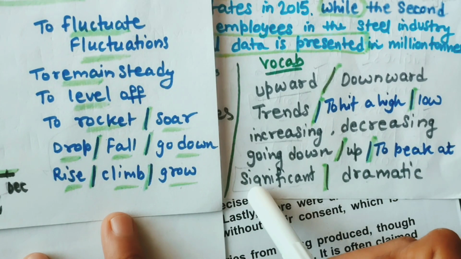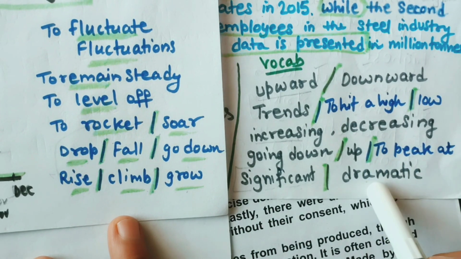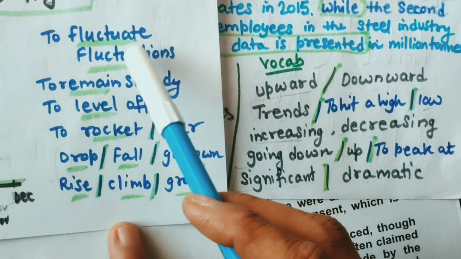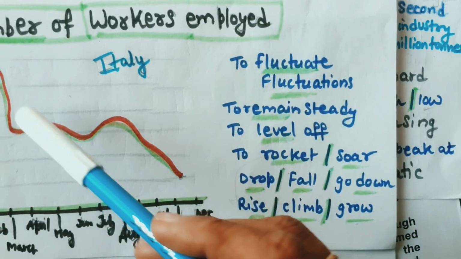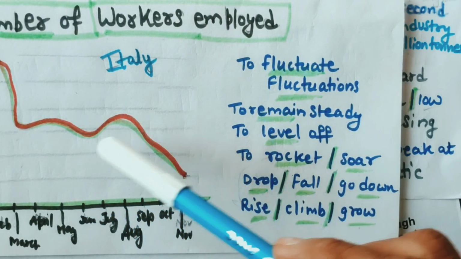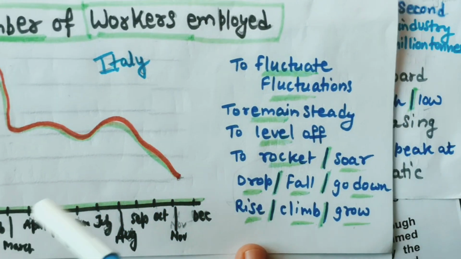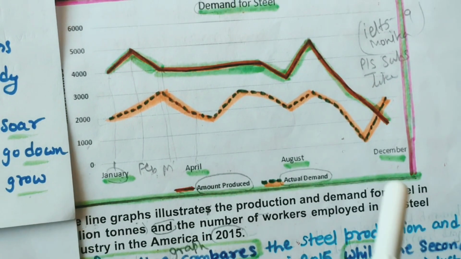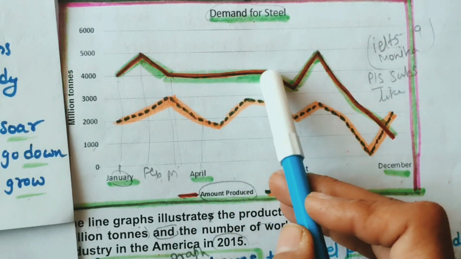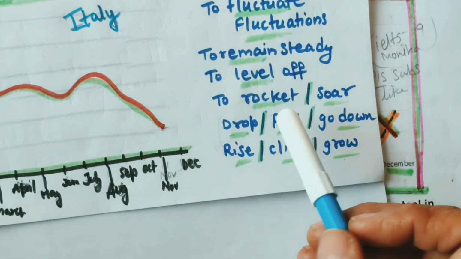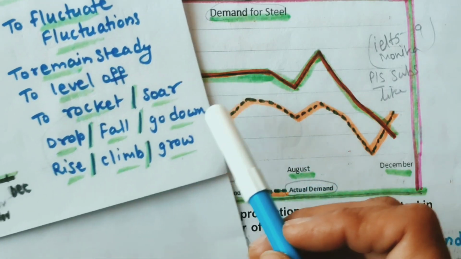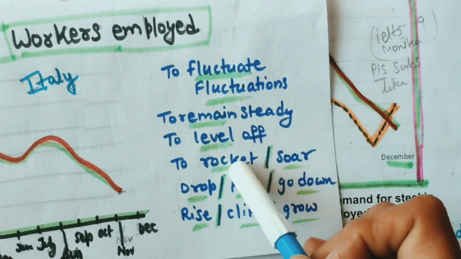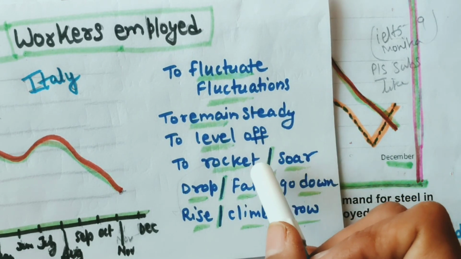So use some adjectives also: significant or significantly, dramatic or dramatically. These kinds of words you should use. And here, to fluctuate or fluctuations. What are fluctuations? These are fluctuations when going up and down, going up and down. To remain steady, I will show it to you. This is a steady, stable kind of diagram. Level off, again the same thing. Rocket means going up, soar means going up. So please use these words in your IELTS writing task 1 line graph.